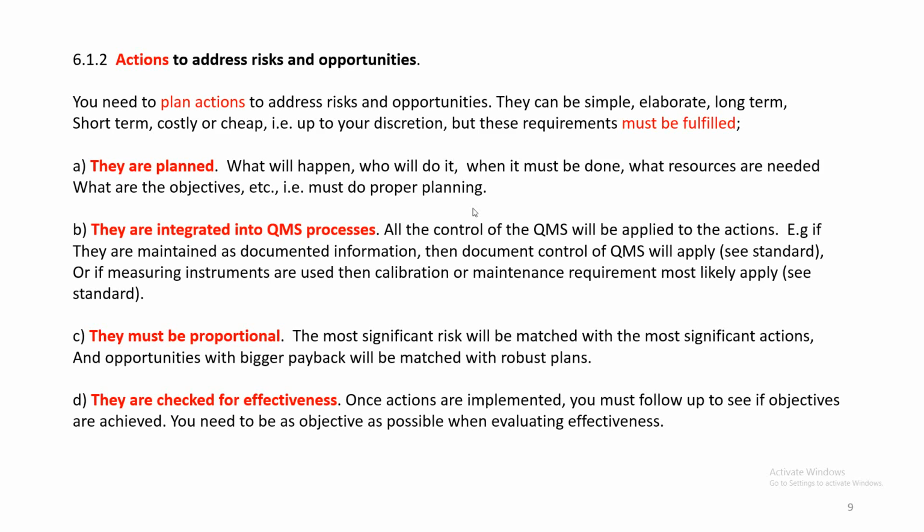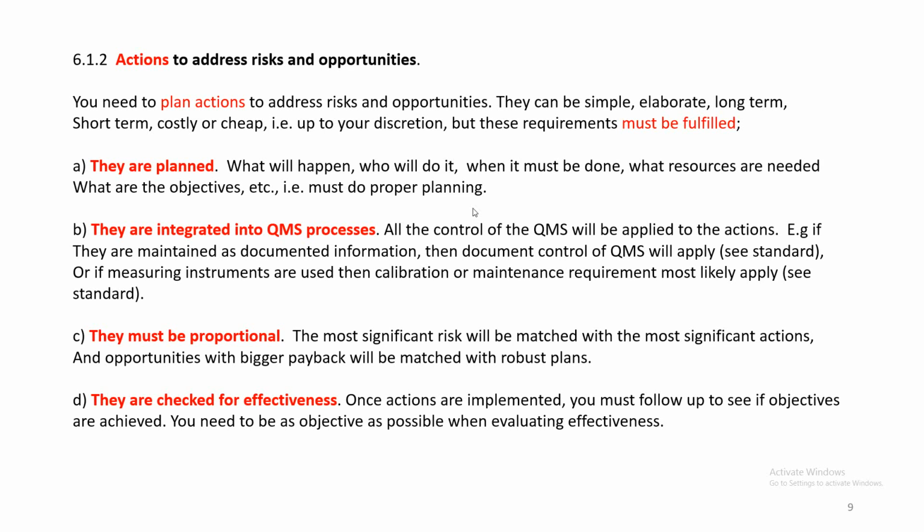So this is clause 6.1.2. What are the actions to address risks and opportunities? You need to plan action to address risks and opportunities. It can be simple, it can be elaborate, it can be long term, short term, it can be costly, it can be cheap, up to your discretion. But this requirement must be fulfilled in the quality management system. A, there are plans: what will happen, who will do it, when it must be done, what resources are needed, what are the objectives. It's like the quality objective we did before.